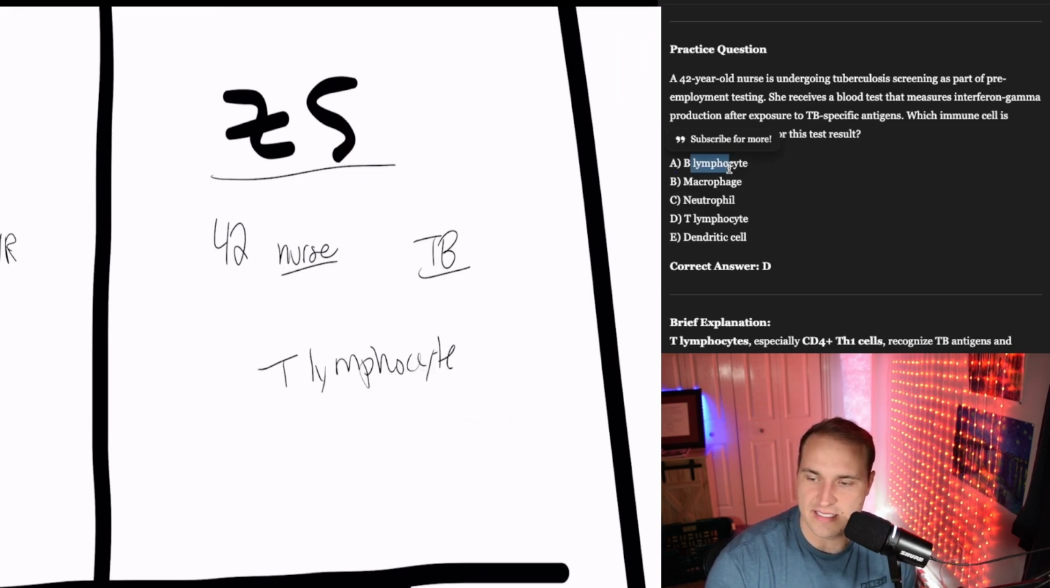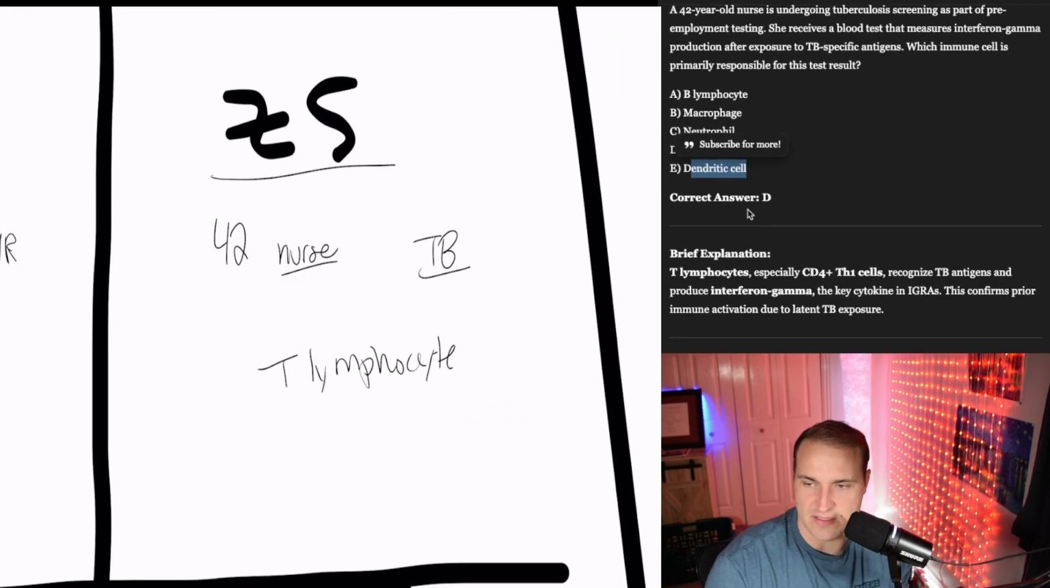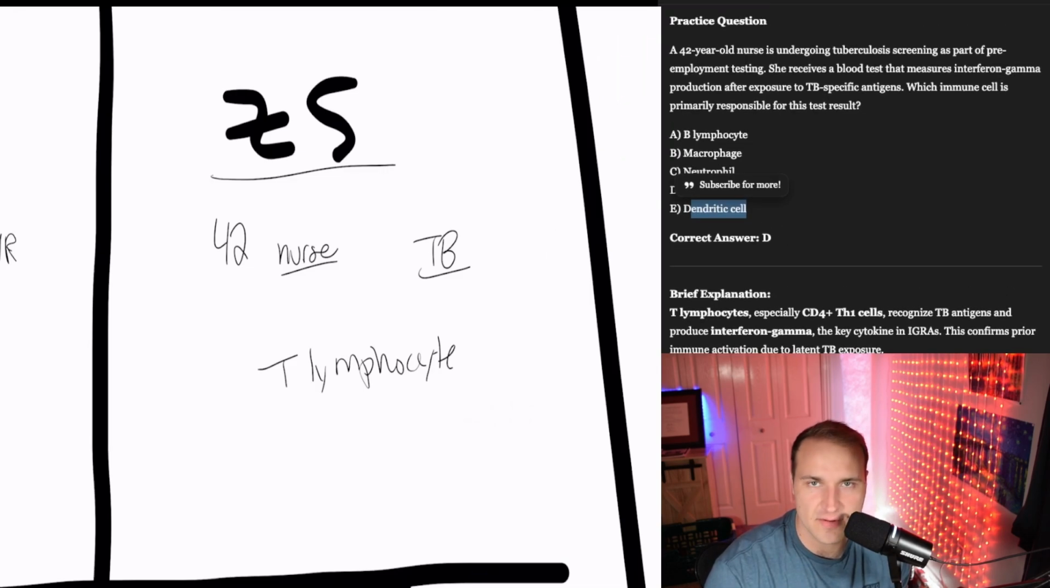Our B lymphocytes make antibodies, and they're not part of the cell-mediated TB response. Macrophages are present, but they don't secrete the interferon gamma. Now, interferon gamma release after mycobacterial antigen exposure is the hallmark of T-cell mediated immunity. So you have latent TB testing that'll directly detect your Th1/CD4 positive T-cell activation.